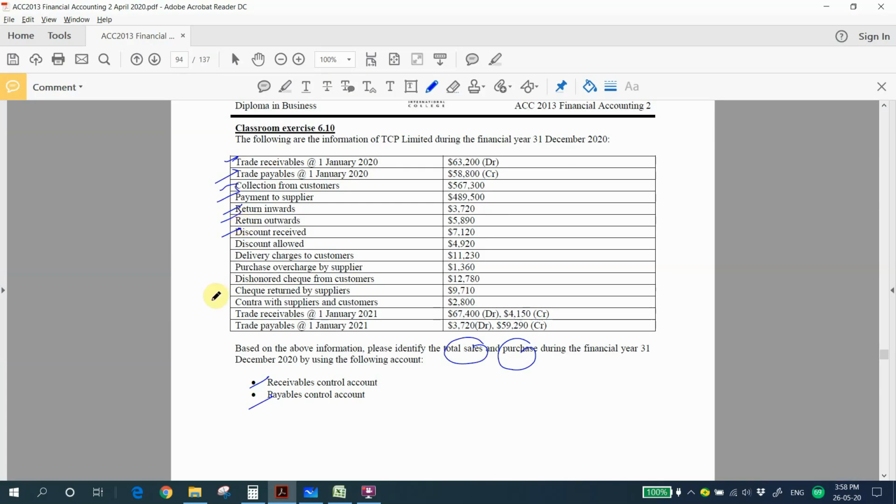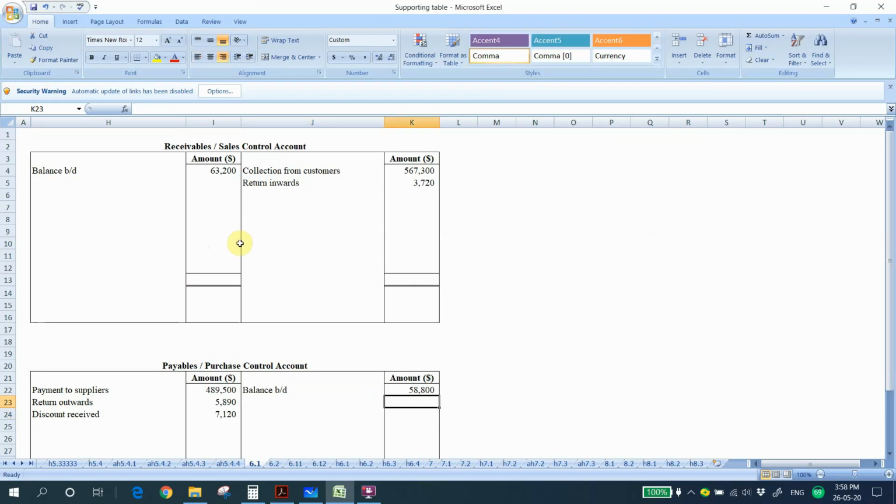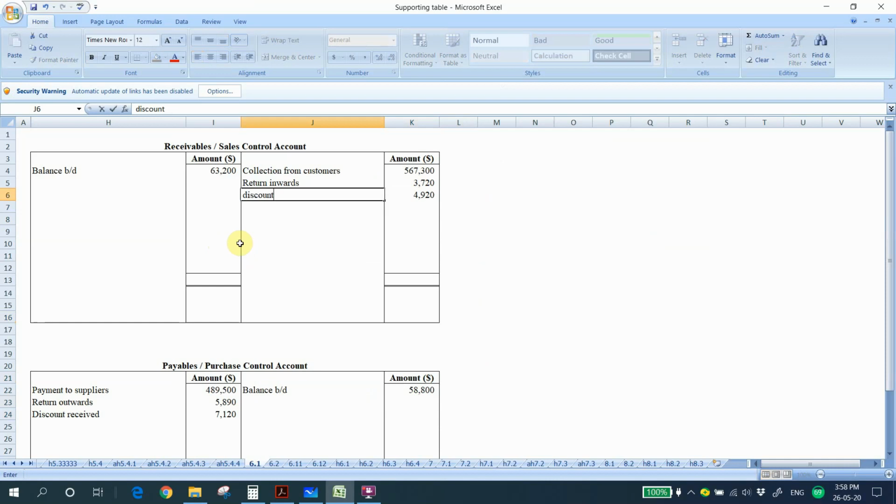Next one, discount allowed. Discount allowed is the discount that we give to our customer, so we have to record in our receivable control account. And discount allowed will reduce the amount that they're owing to us, so we record on the credit side.